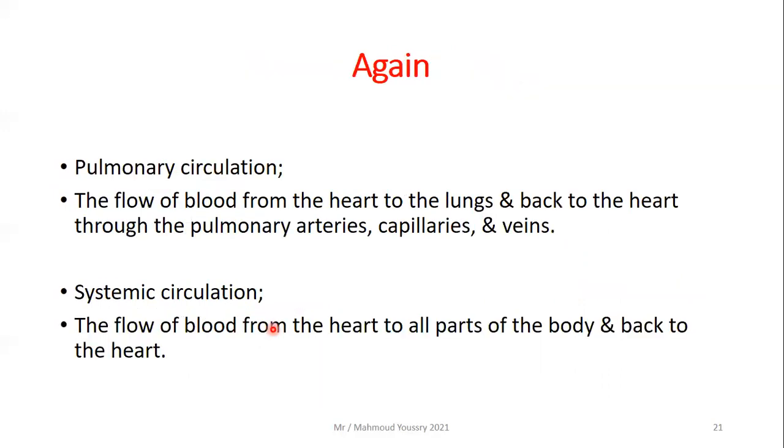Again, the pulmonary circulation is the flow of blood from the heart to the lungs. So this is between the heart and lungs and back to the heart through the pulmonary arteries, pulmonary capillaries, and the pulmonary veins, while the systemic circulation is the flow of blood from the heart to all the parts of the body and back to the heart, to all the organ systems of your body. This is why it is called systemic circulation.